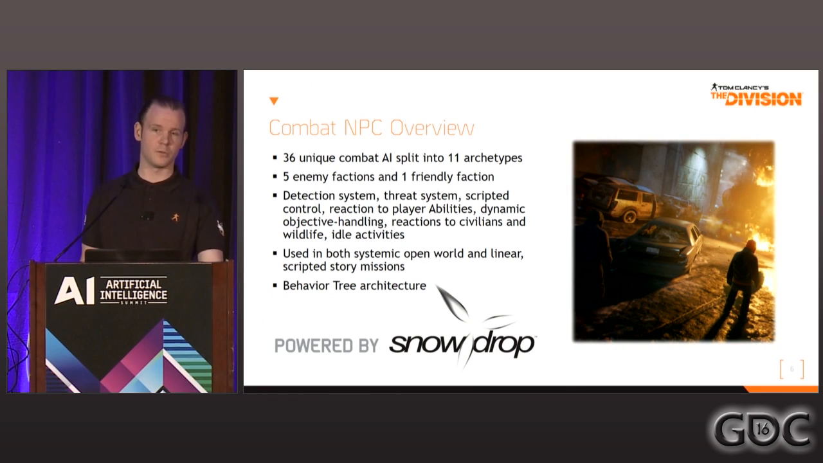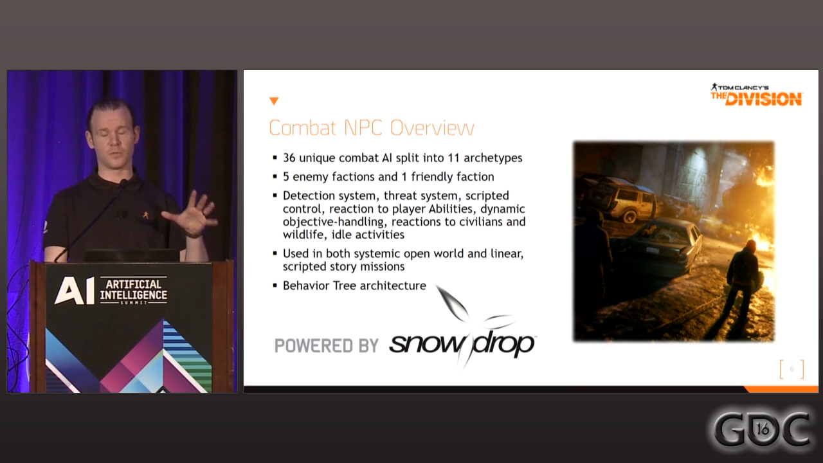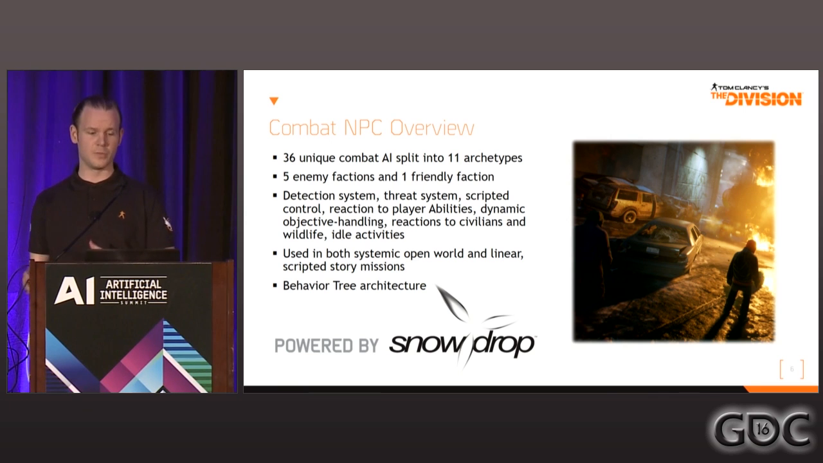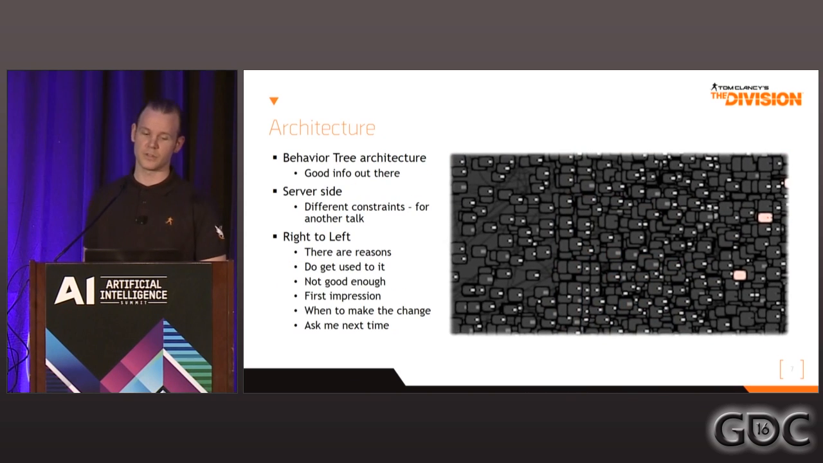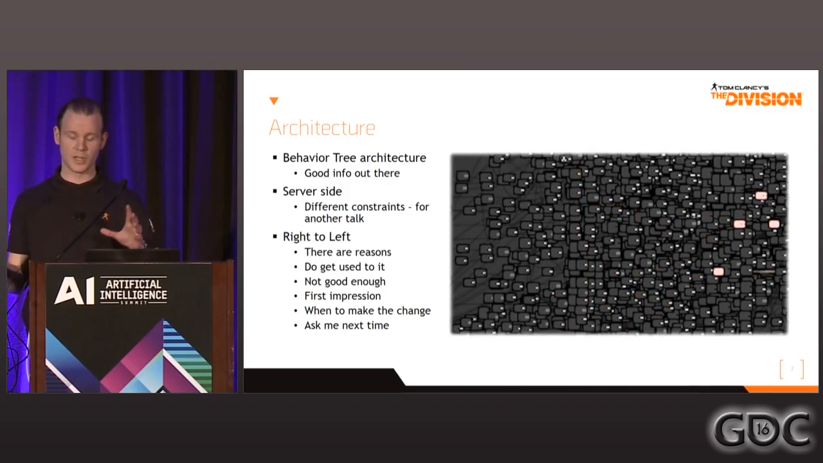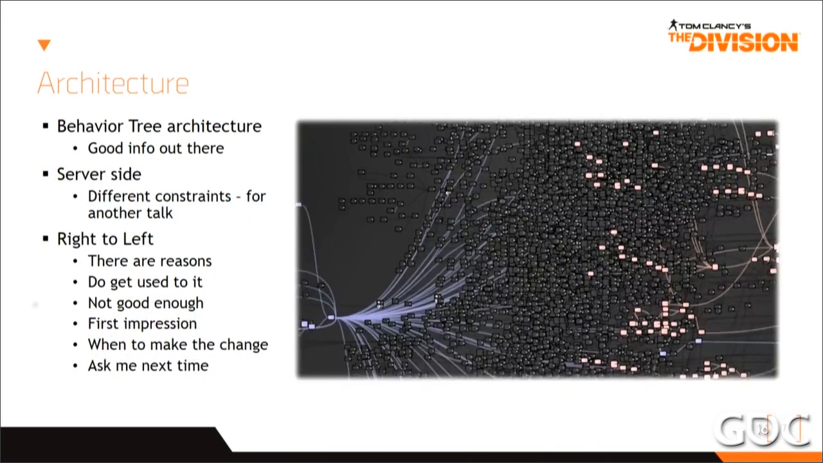So, yeah, those of you that were here yesterday might see that I stole this slide from Drew. The important thing here is that for this game we have a lot of unique AI with their own unique behaviors. We have a lot of different systems that go into that, and they need to handle a wide variety of both open world and scripted story missions. And for this, we're using a behavior tree architecture. Behavior trees are not new. If you want to read up on them, there's lots of good information out there. That will not be the focus of this talk.